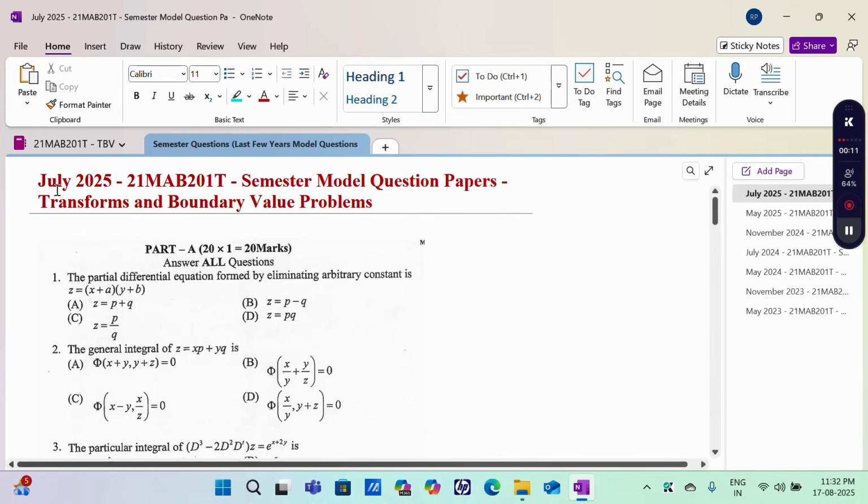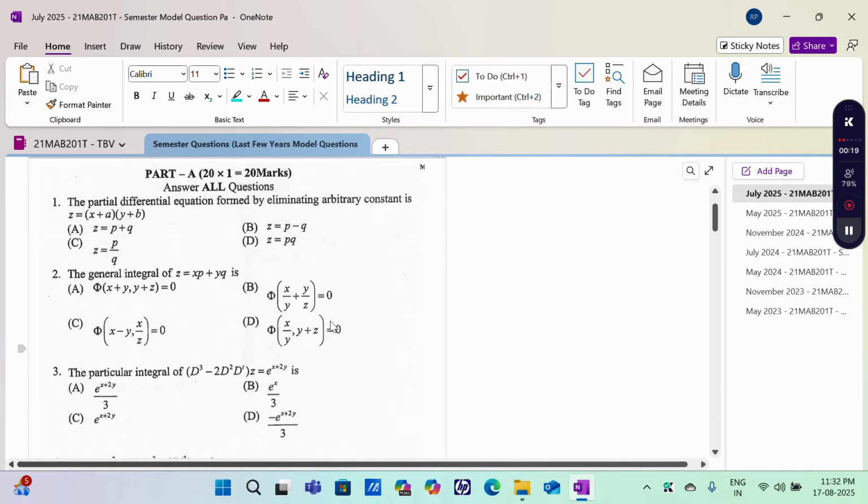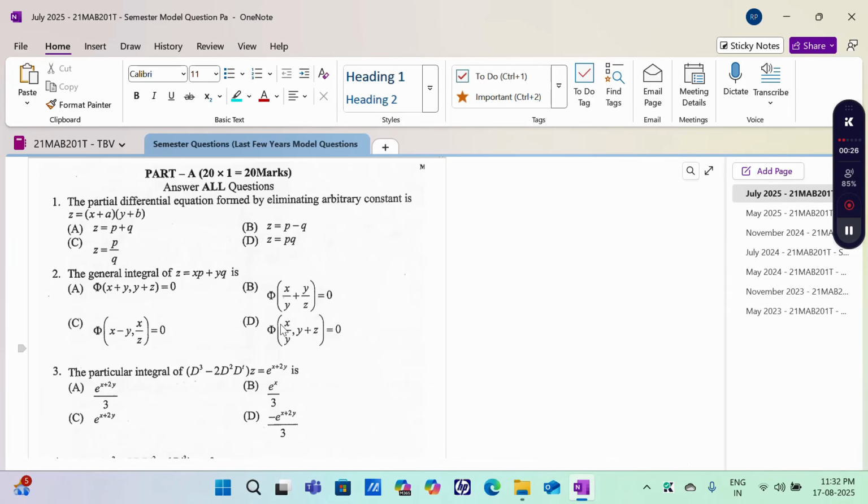In this section we are going to discuss the last few years' semester question papers. First of all, the July 2025 Part A, 20 MCQs. Each question is 1 mark, so the total is 20 marks. Each unit covers 4 questions, so 5 units with 4 questions each make a total of 20 marks.